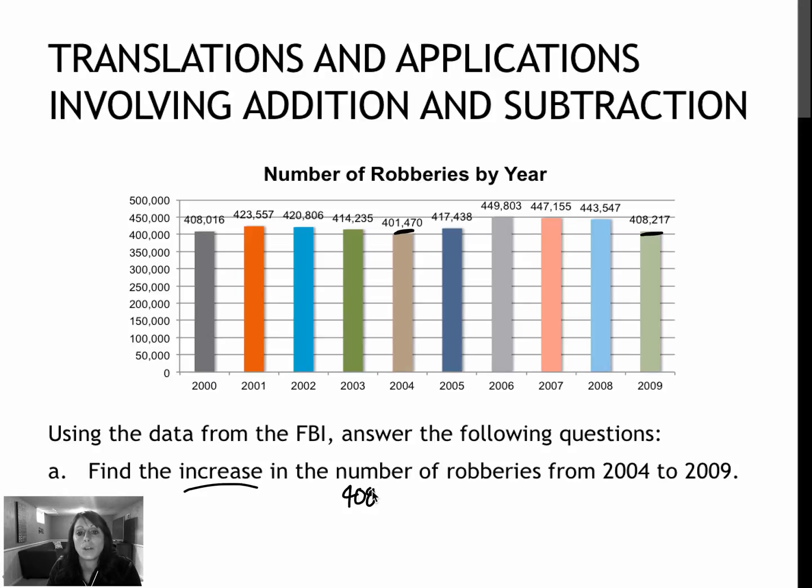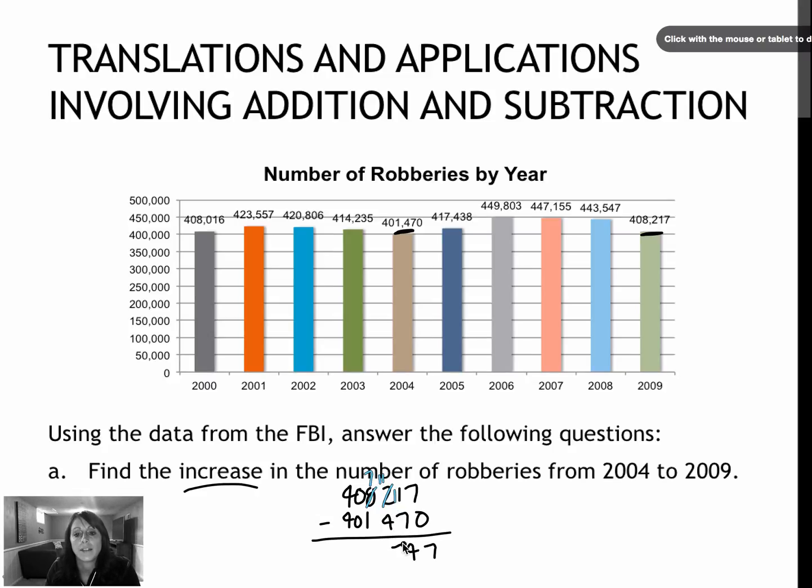So I'm going to take 408,217 and subtract 401,470. 7 minus 0. For the second one, I will have to borrow. So 11 minus 7 is 4. 1 minus 4, I'm going to have to borrow again. So that turns into a 7. So 11 minus 4 is 7. 7 minus 1 is 6. 0 minus 0 is 0. 4 minus 4 is 0. So the difference between the two values is 6,747.